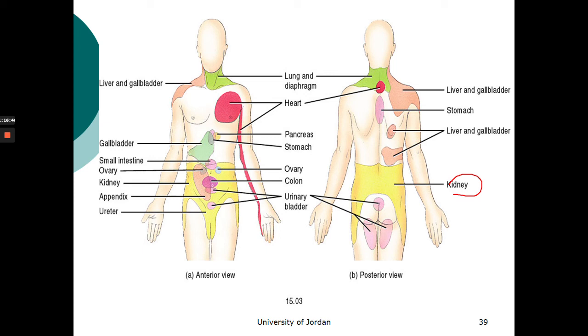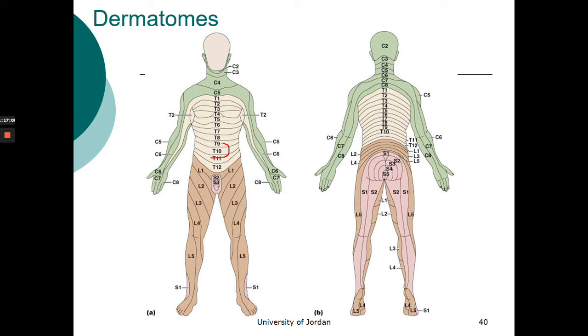And pain from the appendix here. Appendix is around the umbilicus and down to the right lower quadrant. Pain from the ureter is going to be in the genitalia around it, urinary bladder. These are around the areas. This is coming from the same dermatomes. Look here, T10, the umbilicus area. It's the same area from where the appendix is derived.